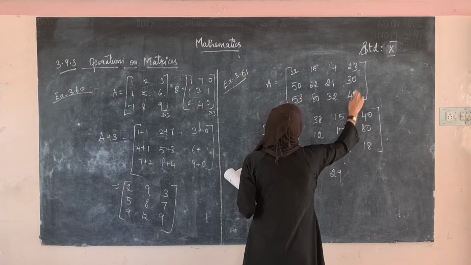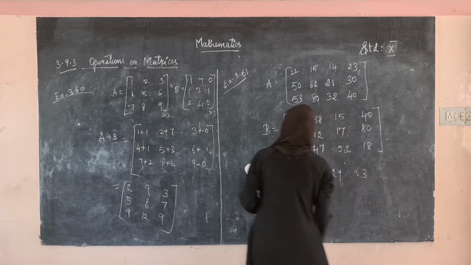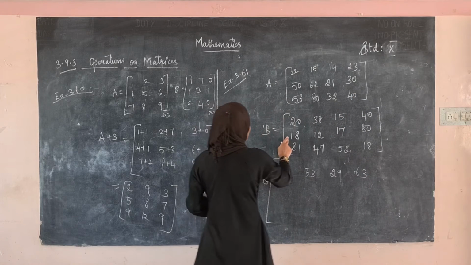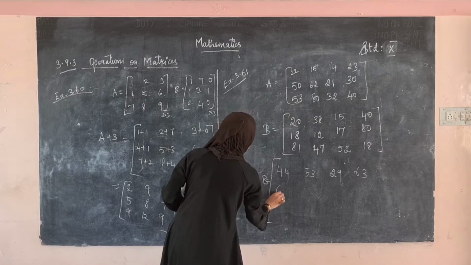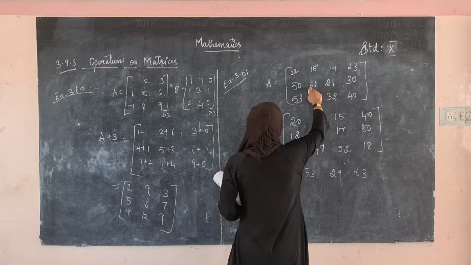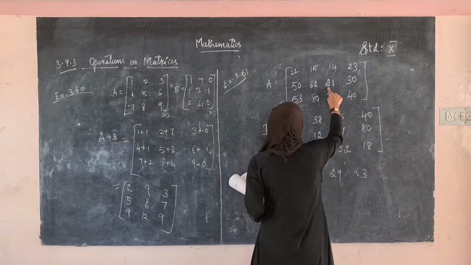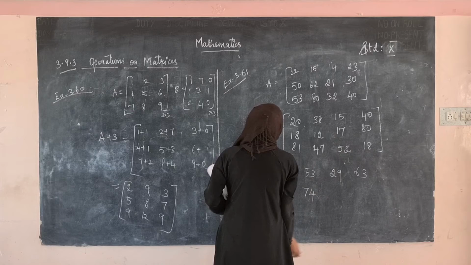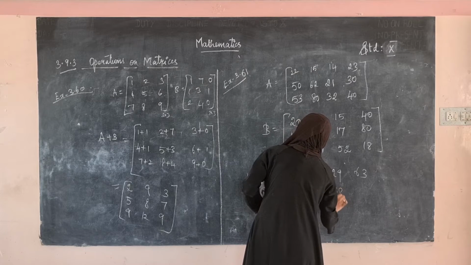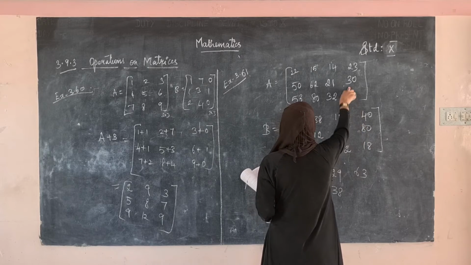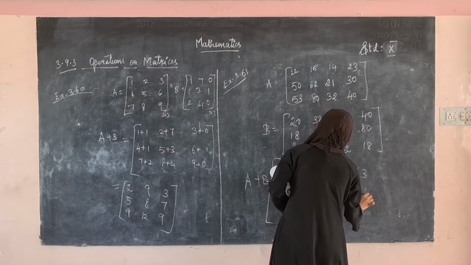And again 40 plus 23 is 63. Come to the second row. 18 plus 50 is 68. 62 plus 12 is 74. 21 plus 17 is 38. 80 plus 30 is 110.